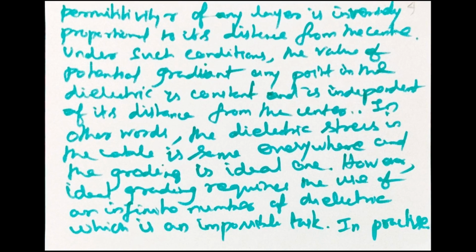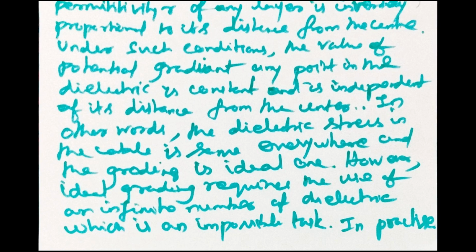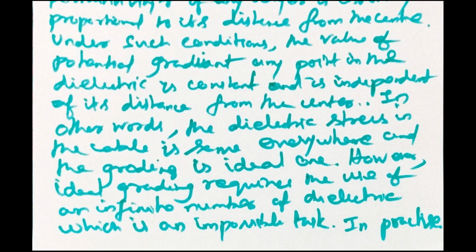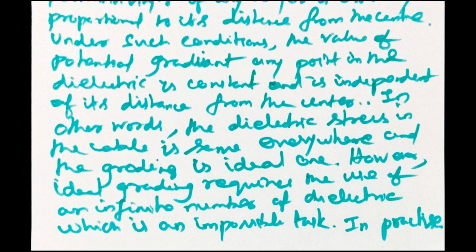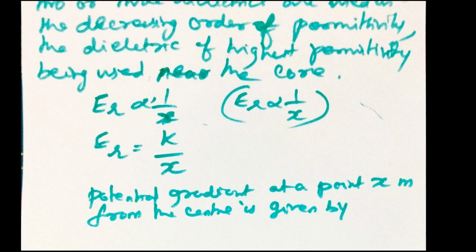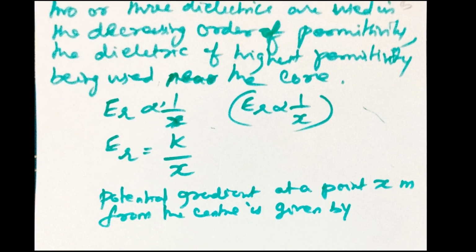Under such conditions, the value of the potential gradient at any point in the dielectric is constant and is independent of its distance from the center. In other words, the dielectric stress in the cable is the same everywhere and the grading is ideal. However, ideal grading requires the use of an infinite number of dielectrics, which is an impossible task. In practice, 2 or 3 dielectrics are used in decreasing order of permittivity.